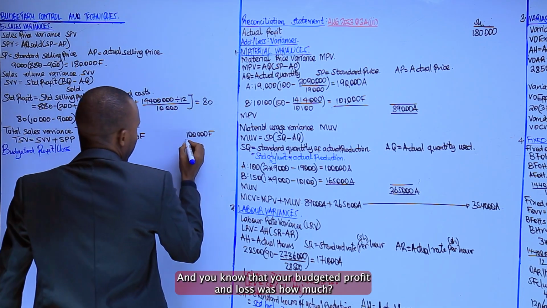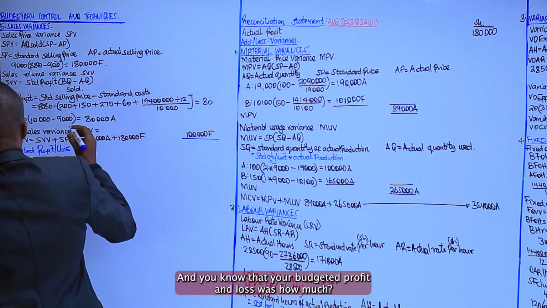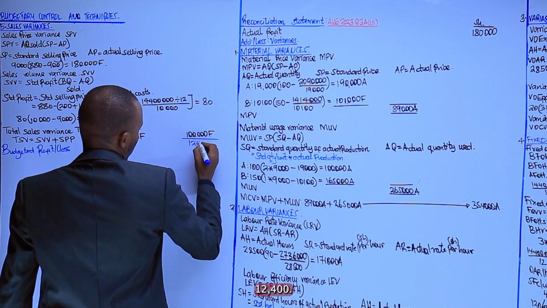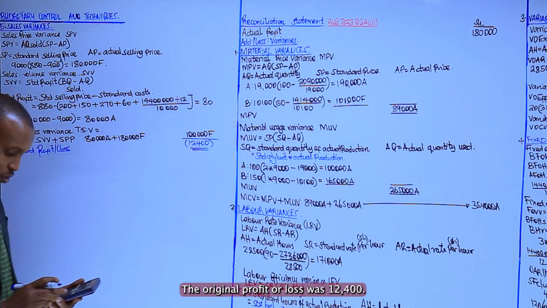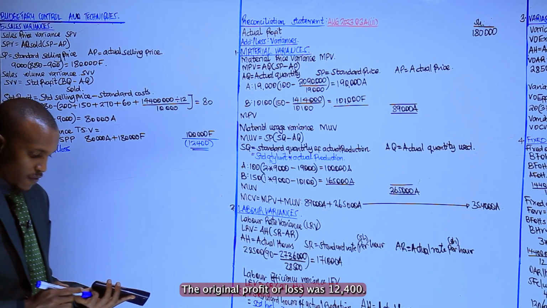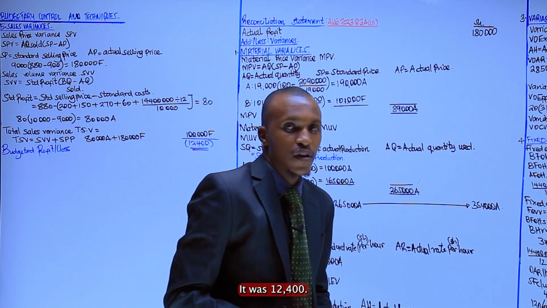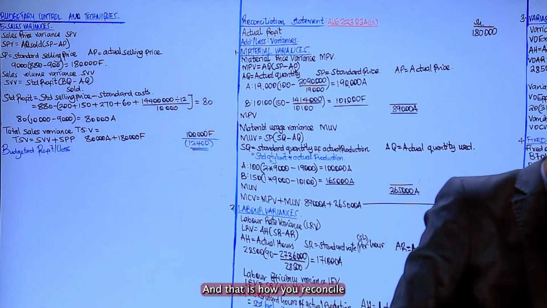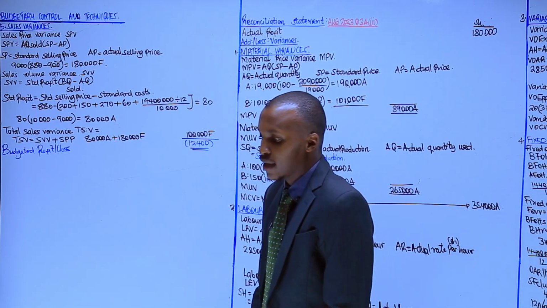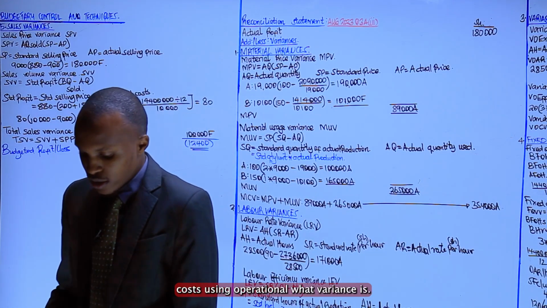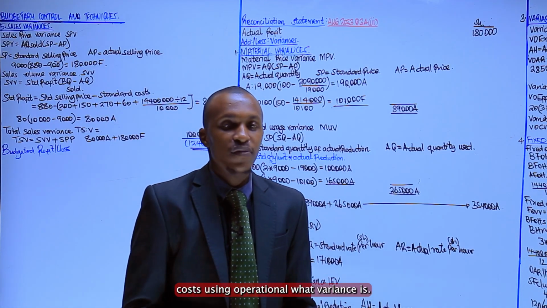And you know that your budgeted profit and loss was how much? 12,400. The original profit or loss was 12,400. And that is how you reconcile costs using operational variances.